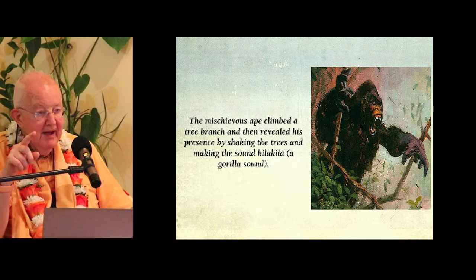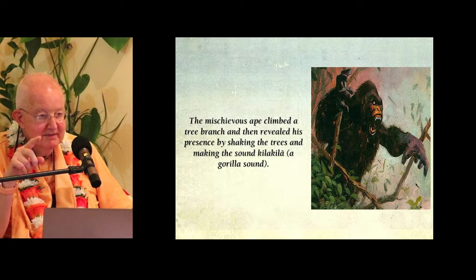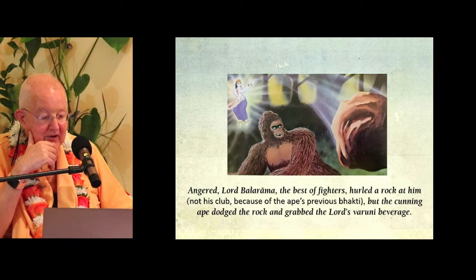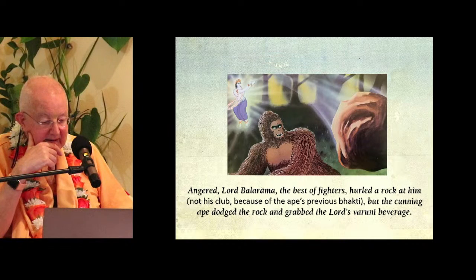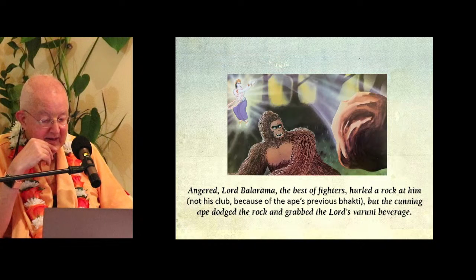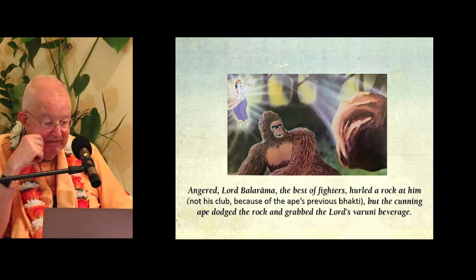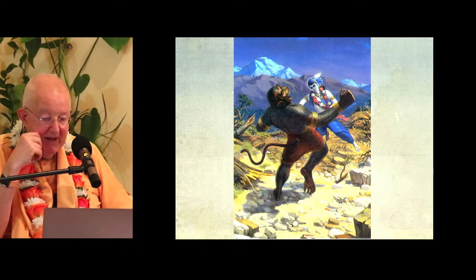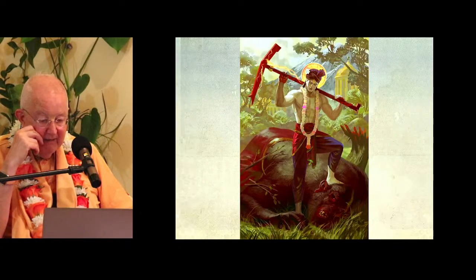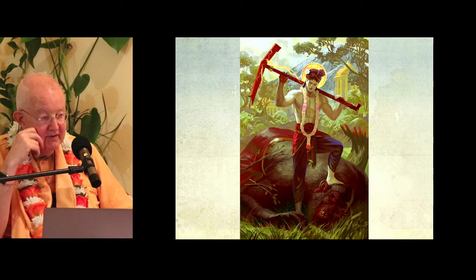Now, it just so happened that Balaram was in that same area when Dvivida was doing his thing. He had been there for some time. Balaram was visiting. Angered, Lord Balaram, the best of fighters, hurled a rock at him, not his club, because of the ape's previous bhakti, but the cunning ape dodged the rock and grabbed the Lord's Varuni beverage. Don't mess with Balaram. So, some battle, and with his fist, he broke his collarbone, and blood came gushing from his mouth. Thus ends Dvivida.